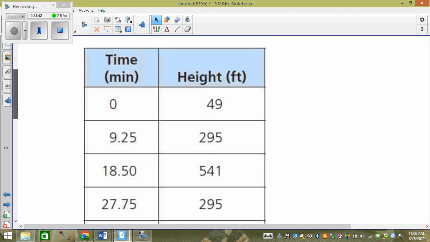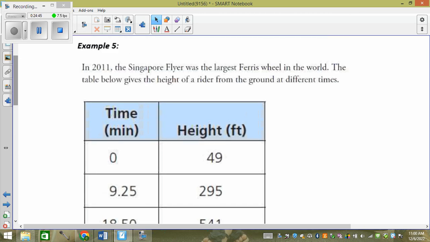So much nicer. So here we have, in 2011, the Singapore Flyer was the largest Ferris wheel in the world. Now, why would a Ferris wheel fall into a sinusoidal category? Well, anytime you have anything that has a maximum and a minimum that keep happening over the same amount of time, it actually follows a sinusoidal curve. Now let me explain that to you.